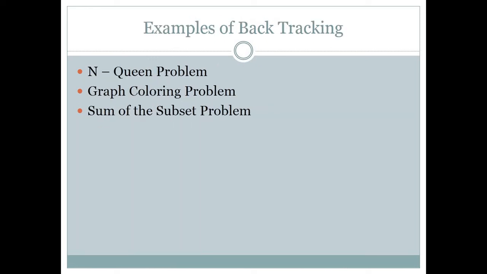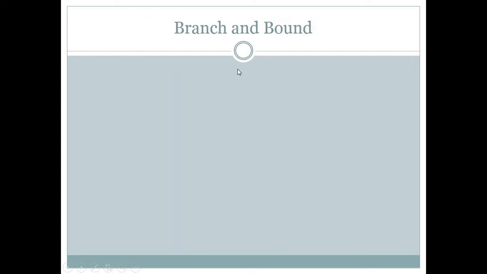Now there are some examples like the N-Queens problem, graph coloring problem, and sum of subsets problem. These problems can be solved by backtracking, which we will learn in our next lectures. Now the second thing is branch and bound.